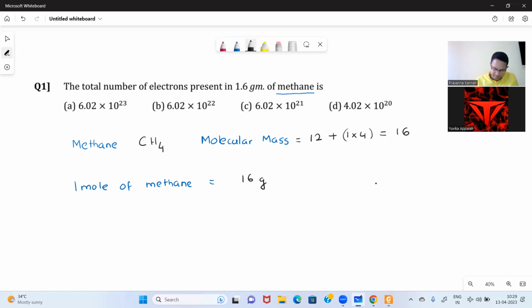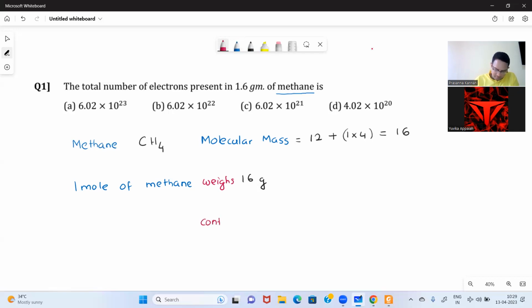Sorry, sir. No problem, Viveka. Is it clear, Viveka, so far? Yes, sir. So 1 mole of methane weighs 16 grams, right, Viveka? Now, how many molecules does it contain, Viveka?